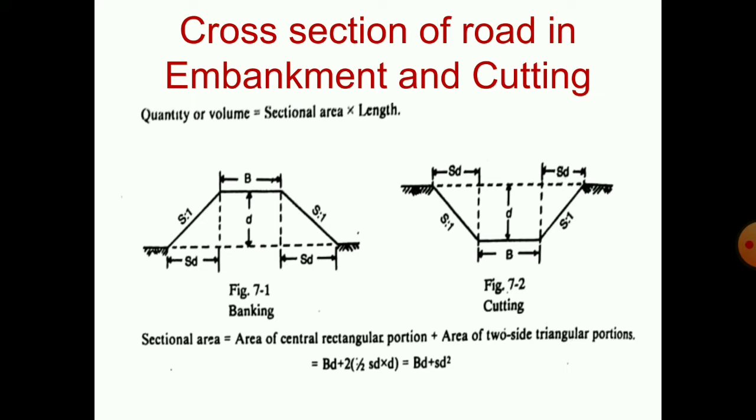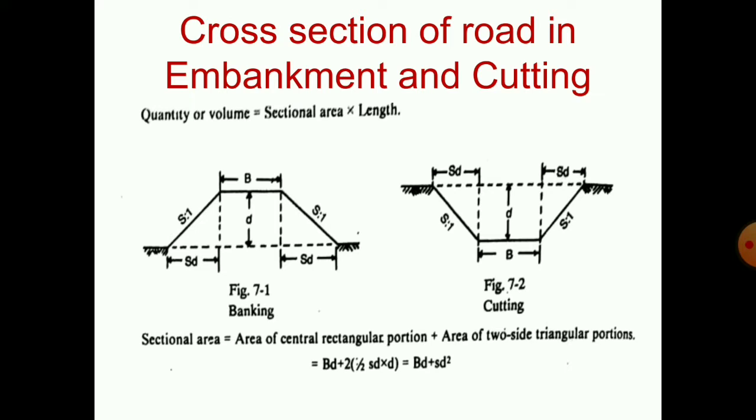for the road. So here the road cross section may be in embankment or banking, or it may be in cutting. So width of the formation or the road is taken as B and side slope is taken as S is to 1. That means for every S horizontal there will be one vertical. So this is the slope. It may be in banking or it may be in cutting. Usually the slope in banking is 2 is to 1 and in cutting it is 1.5 is to 1.